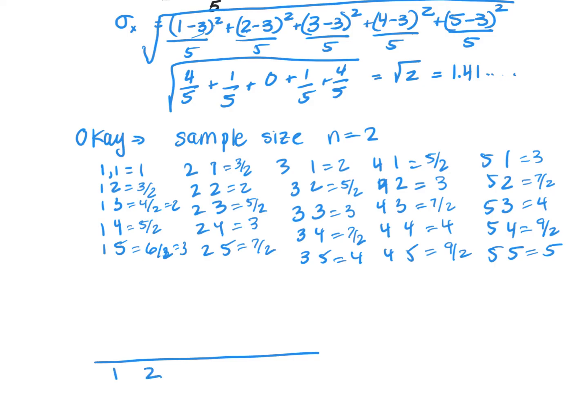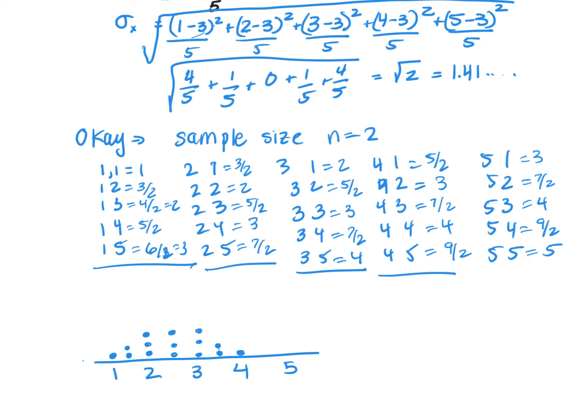Goes from 1, 2, 3, 4, and 5. It's the same range. We have 1, 1.5, 2, 2.5, 3. That's the first column. Second column, a 1.5, a 2, a 2.5, a 3, a 3.5. Third column, a 2, a 2.5, a 3, a 3.5, and a 4.